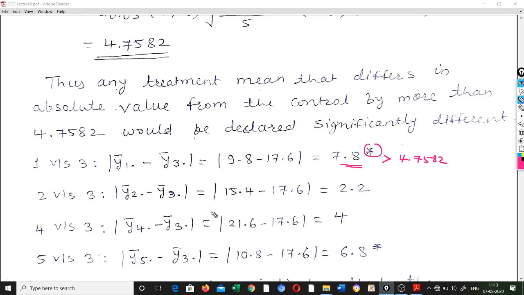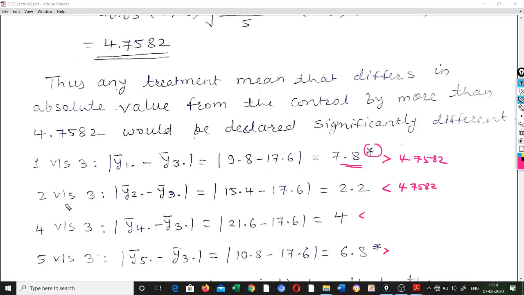Now 2 versus 3. Find out this one. This is 2.2. Now this is less than 4.7582. That's why I had not given a star here. Similarly 4 versus 3: mod of y bar 4 dot minus y bar 3 dot. Y bar 4 dot is 21.6 and y bar 3 dot is 17.6. Take the absolute difference. This will be 4. This is less than this quantity. This one is greater.